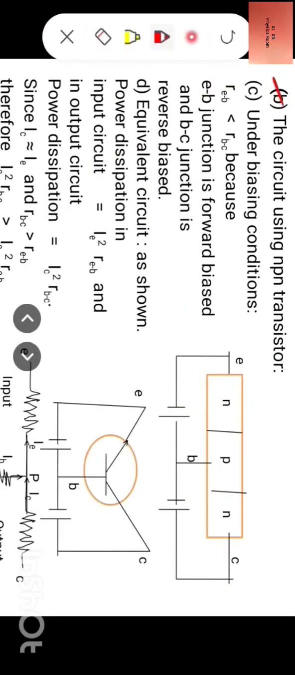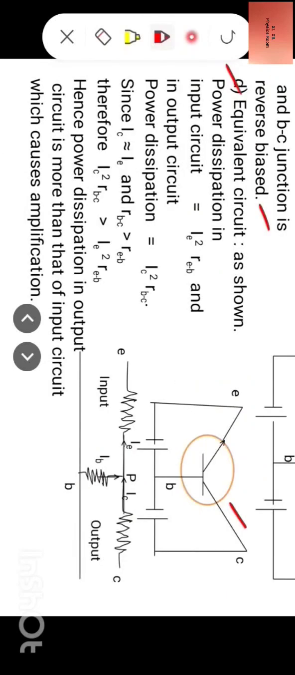B, the circuit using NPN transistor for explanation of amplifying action. Here is the circuit diagram for explanation of amplifying action of the transistor. Now see, under biasing conditions, emitter base resistance REB is less than base collector resistance RBC because emitter base junction is forward biased, where emitter base junction resistance reduces, and base collector junction is reverse biased, where base collector junction resistance increases. Therefore, REB is less than RBC.